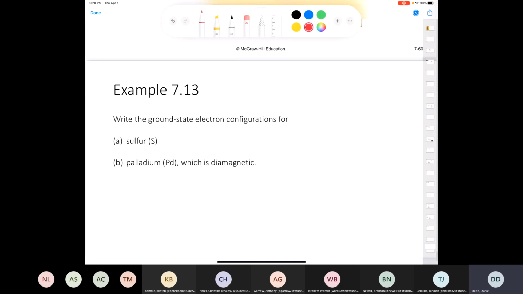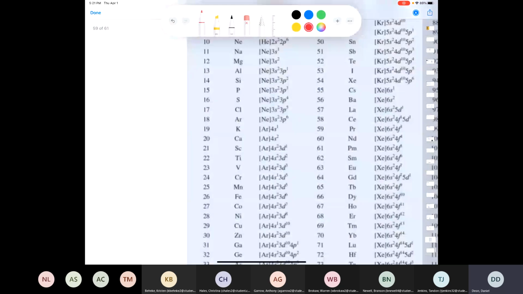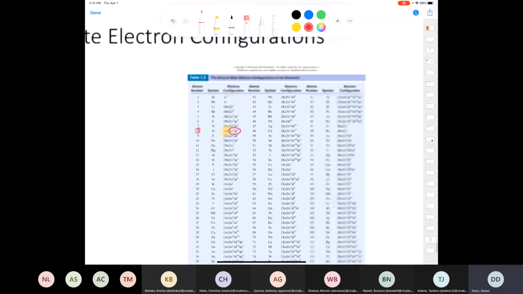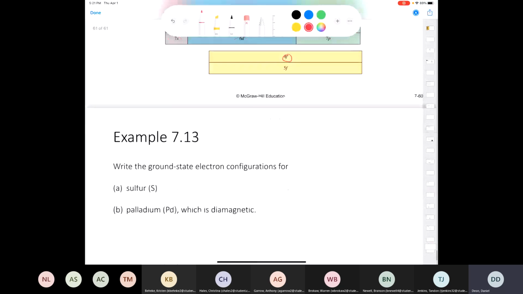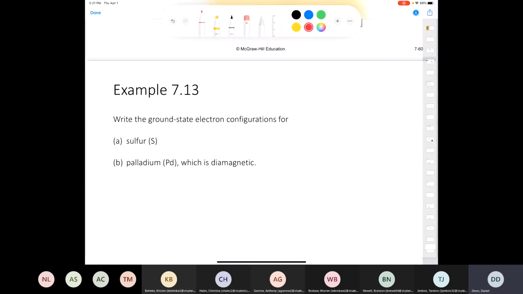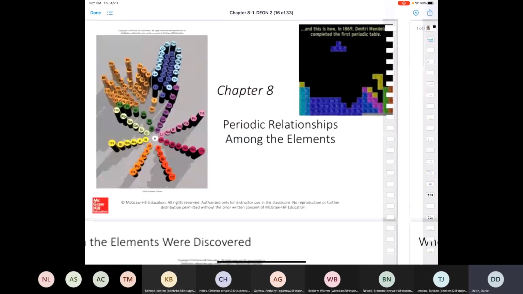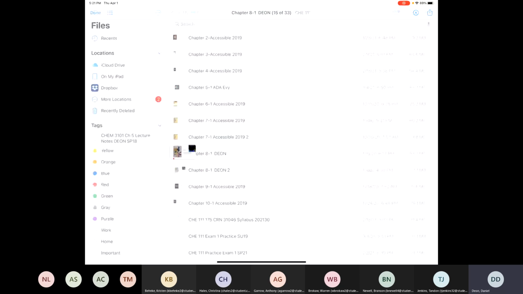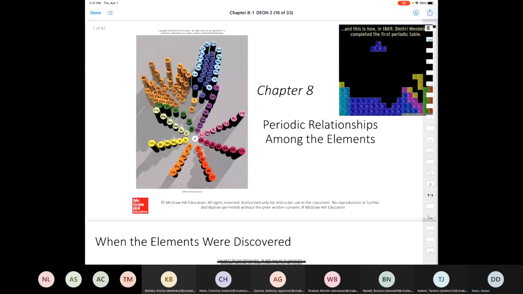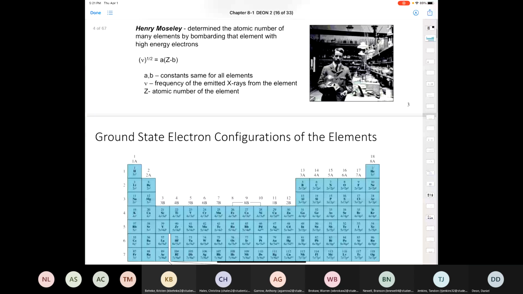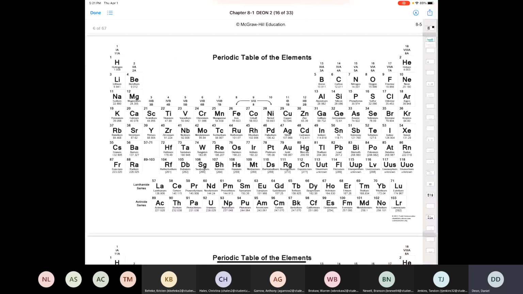With that in mind, let's see if we can write out an electron configuration for sulfur. You could just go back on this slide and look it up and say, well, I'll just find sulfur, there it is. But let me show you how to do it a lot faster. I'm going to have to go over to a periodic table, so bear with me for a second. We're going to do sulfur and palladium. There we go, here's a periodic table that we can work off of.